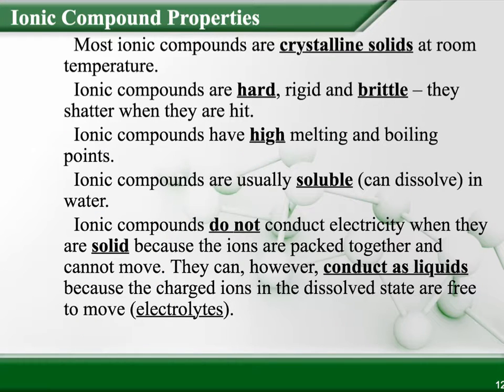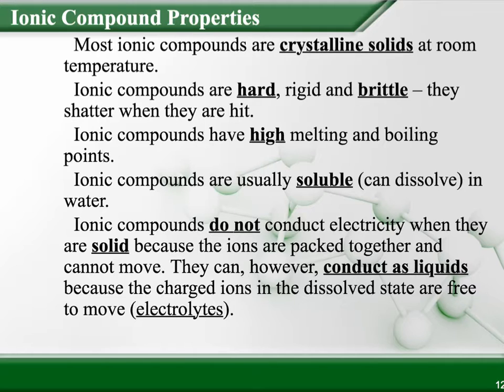All right, the properties. You need to know these 5 properties. Most ionic compounds are crystalline solids at room temperature. They are hard and brittle, so they shatter when they are hit. They have high melting and boiling points. That's because they're very strong bonds and they require a lot of energy to break those bonds.